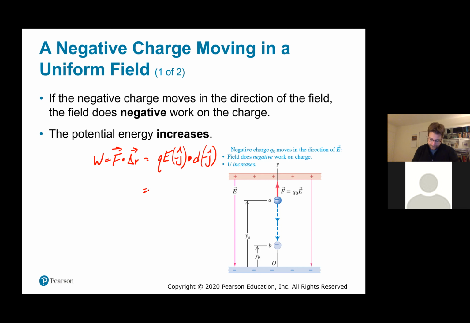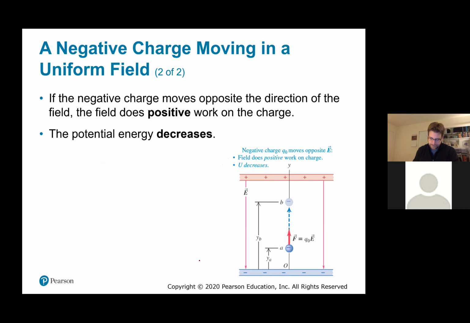What do you mean it's negative? But Q is negative. So this ends up actually being a negative quantity. And if the work done is negative, then the potential energy increases. If a negative charge moves opposite the direction of the field, the field is doing positive work, and that's associated with a potential energy decrease for the inverse reasons.